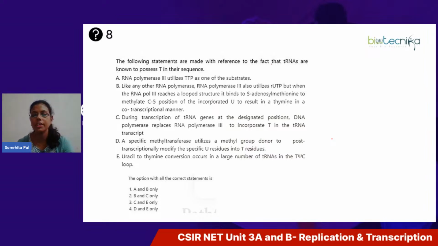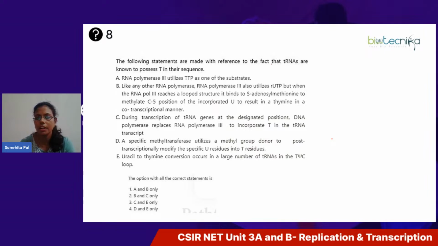Most of the questions in CSIR are mainly concentrating on the mRNAs, the polymerase and all, or miRNA, siRNA and all. But yes, at times they do ask regarding your tRNA. So those who are thinking of skipping tRNA, because tRNA processing you will be studying when you study the post-transcriptional processing, there are many things which are processed in the tRNA primary transcript.